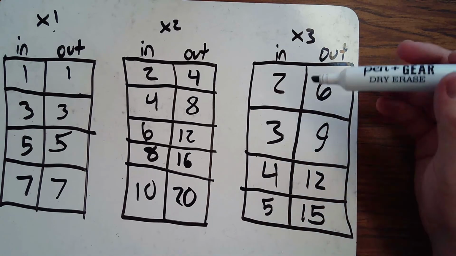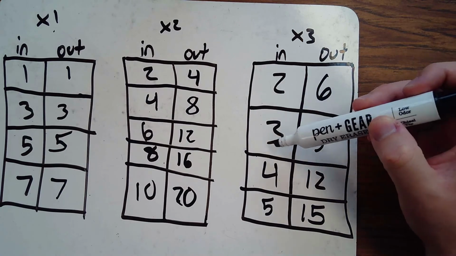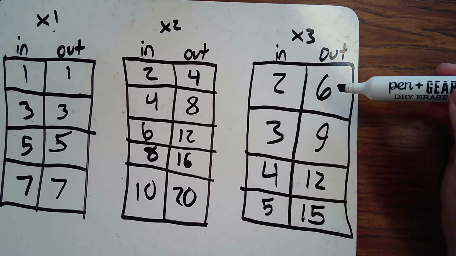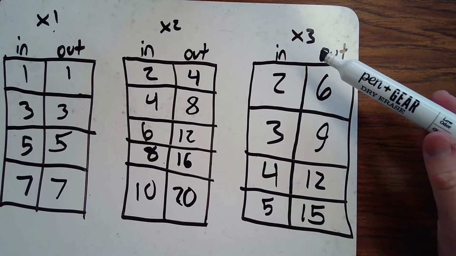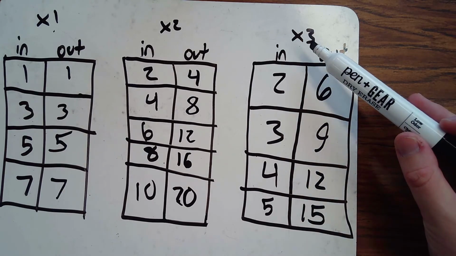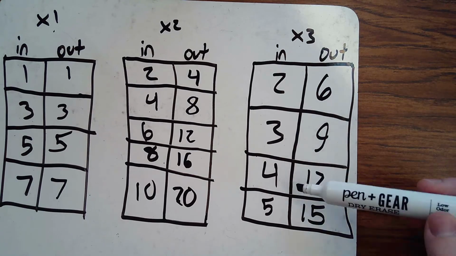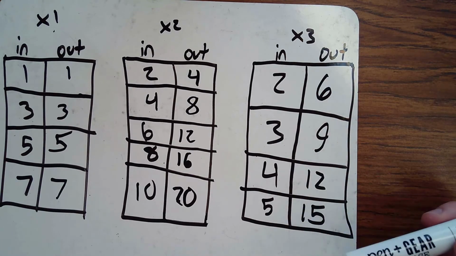What's interesting here is we're going up by 1 digit on the inside, and on the outside, the output side, we're going up by 3 digits each time. And that's interesting because what? We're multiplying it by 3. So it's going up by an increment of 3 each time.